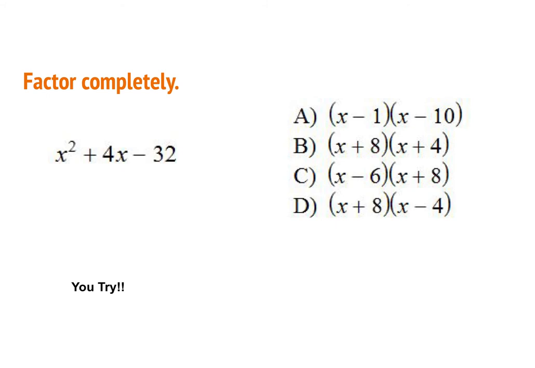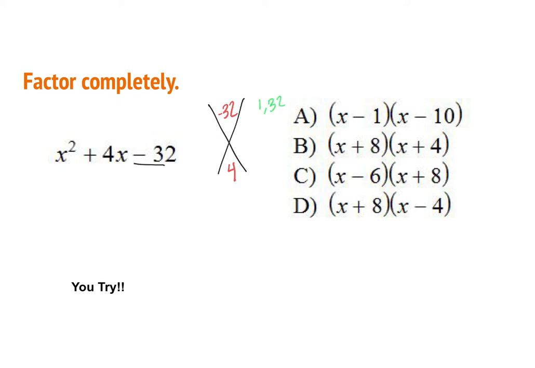So now you try. Factor out this quadratic expression completely. So first I'm going to factor out a GCF. My leading coefficient is 1, so there is no GCF. So I move on to step 2, which is to set up my magic x. 1 times negative 32 will give me negative 32. My b term is my 4. And now I'm going to list factors that give me 32.